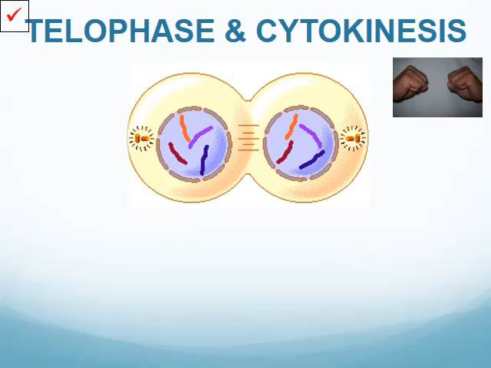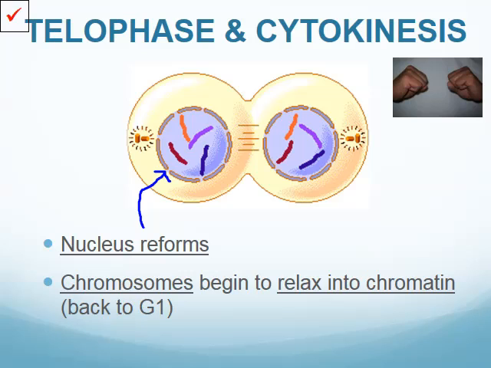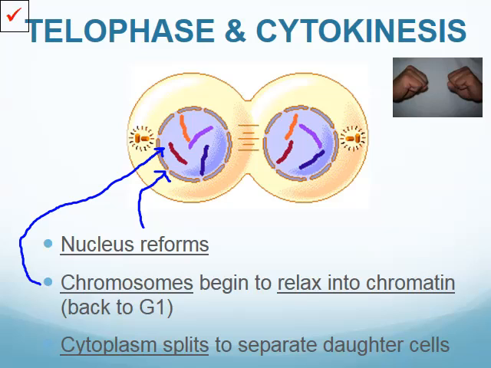Finally, we have telophase and cytokinesis. So during telophase, our nucleus is going to reform. So the nucleus is going to come back. And the chromosomes are going to relax back into chromatin and go back to the G1 phase of interphase. And eventually, what we're going to have here is cytoplasm. Cytoplasm will split the two daughter cells right down the middle until we have two identical copies of the original cell.